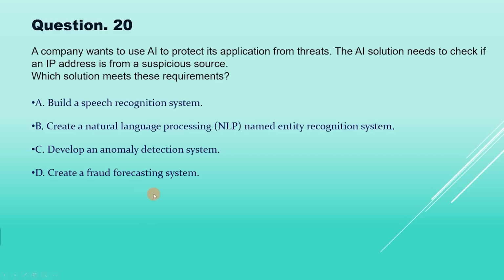So the correct answer here will be option C, develop an anomaly detection system, because an anomaly detection system is designed to identify unusual patterns or behavior within the data. So it will help us to find the suspicious source.